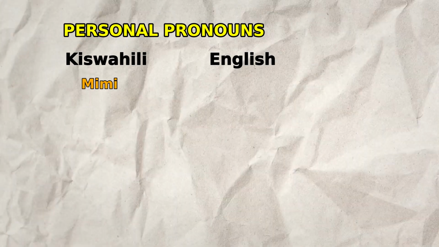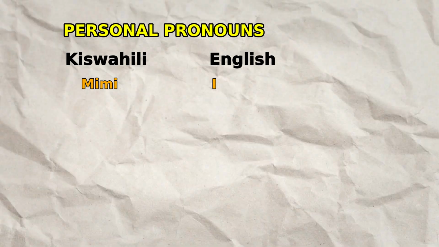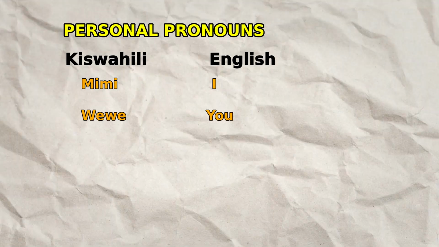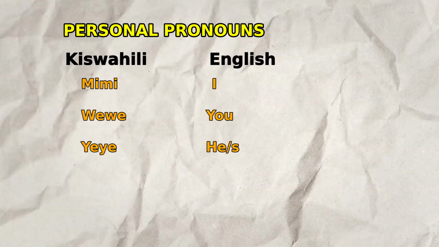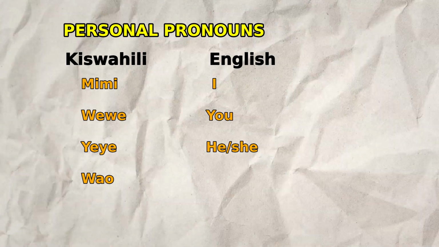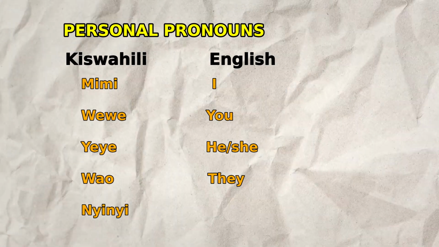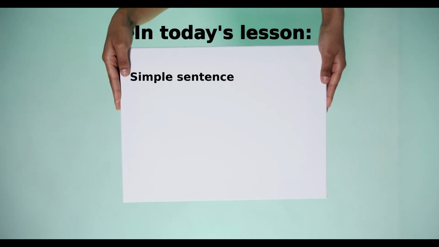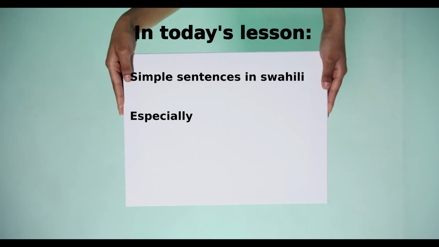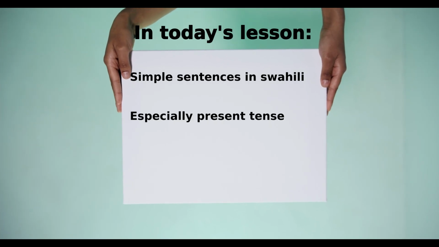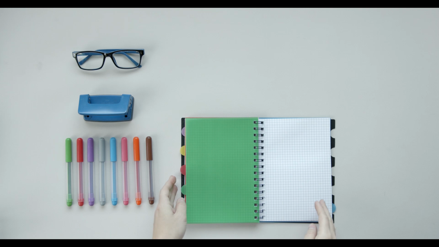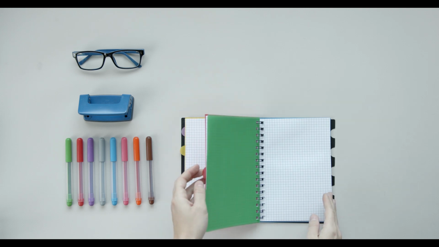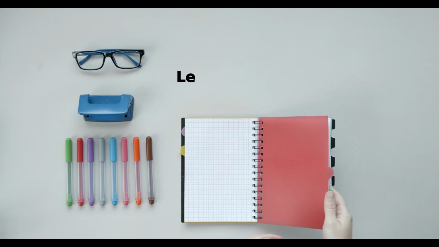In our previous lesson, we talked about personal pronouns, so things like mimi, which is I, wewe, which is you, yeye, he or she, wao, they, nyinyi, you all. In today's lesson, I want us to talk about simple sentences in Swahili, especially the present tense. So grab a book, grab a pen, whatever you need to feel comfortable while learning, grab it and let's get started.